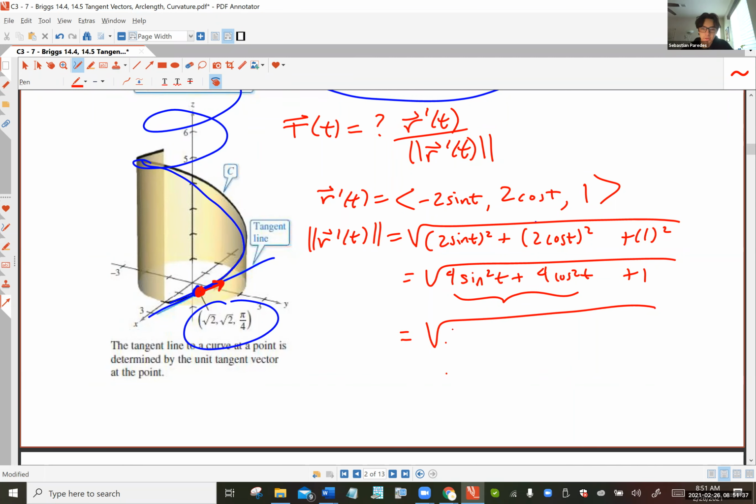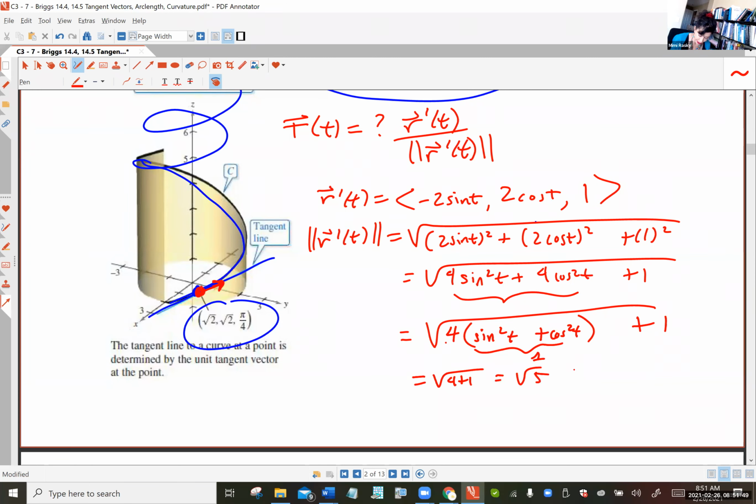Factor out the 4 and then use the trig identity of sine squared plus cosine squared. Yes, perfect. And so that's going to be a 1. And so we really have 4 plus 1 underneath the radical. Oh, we get a constant.